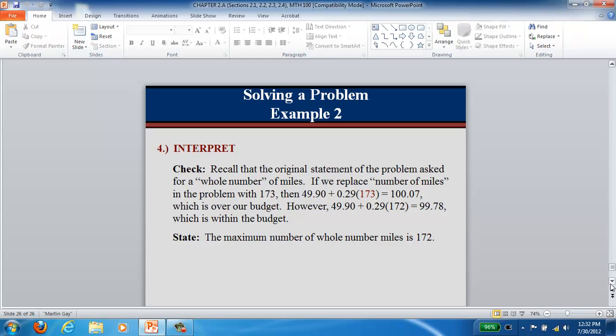Interpret the results. Recall that the original statement of the problem asked for a whole number of miles. If we replace the number of miles in the problem with 173, then you will go over by 7 cents. Therefore, your final answer is 172, which makes it $99.78, which is within budget. Therefore, the final answer is 172 whole miles.